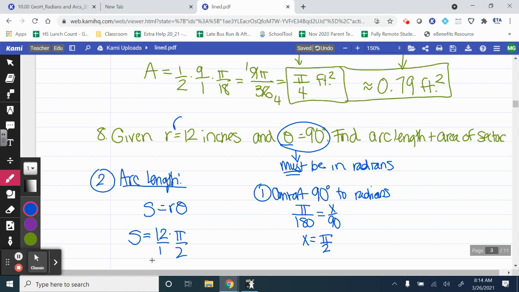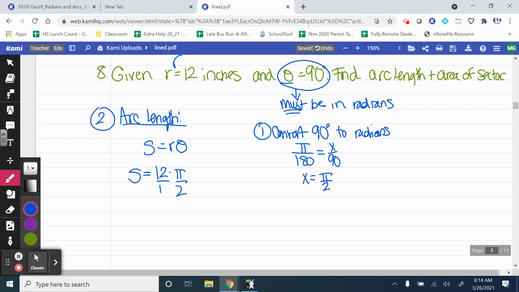Again, we're multiplying, so we either cross reduce or we multiply straight across the top and straight across the bottom. So option 1, you could get 12 pi over 2, or you could cross reduce. 2 goes into itself once and into 12 6 times. And 6 pi over 1 is just 6 pi. So that would be 6 pi inches. This is in terms of pi, or the exact value. Now in this question, it did not say to round at all. So if it doesn't say to round, I want you to leave it as an exact value.